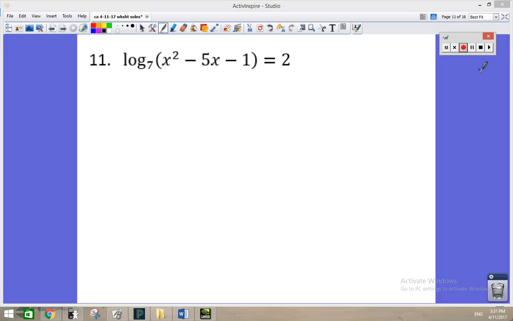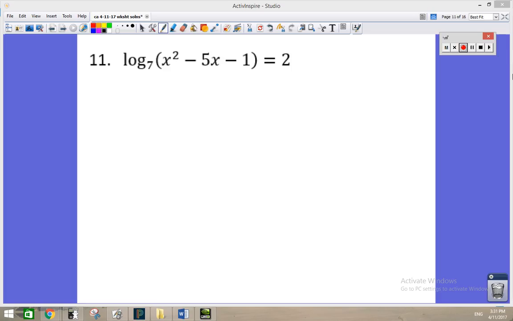Let's take a look at this log equation. We're trying to prepare for an upcoming test over the Skill 5 packet, and a big part of that packet is solving equations, log equations, and exponential equations. So here we have a logarithmic equation.